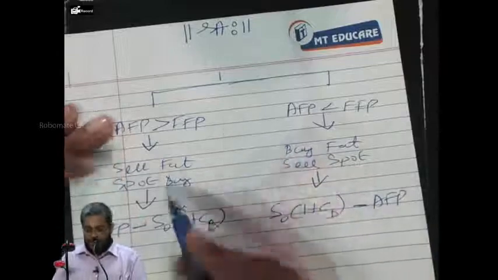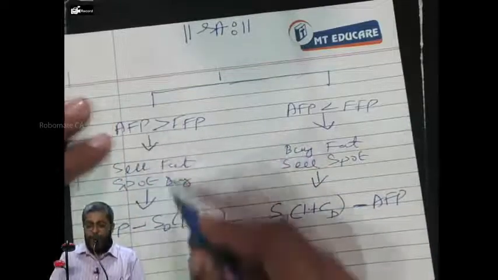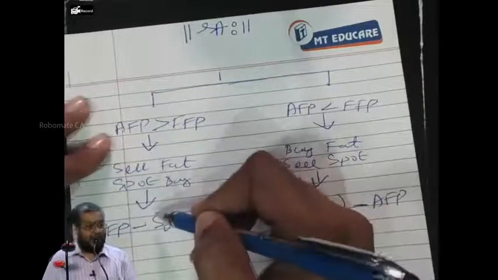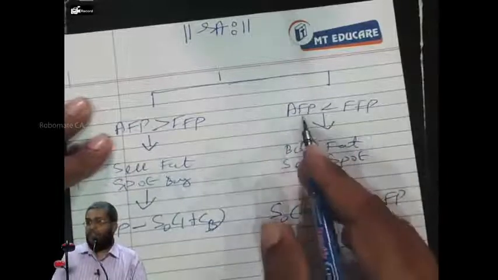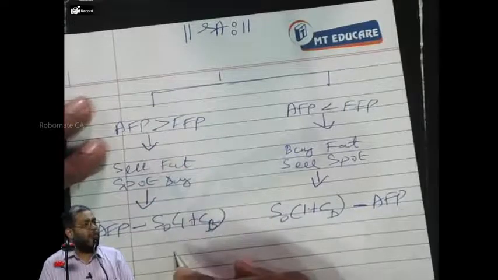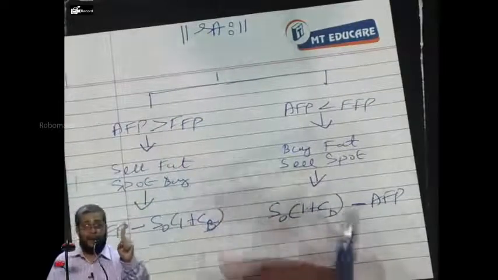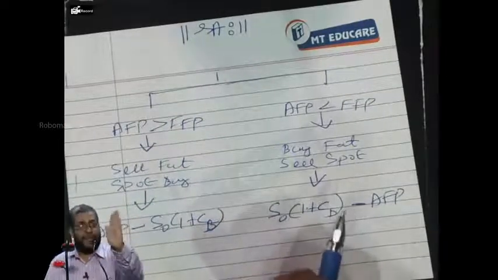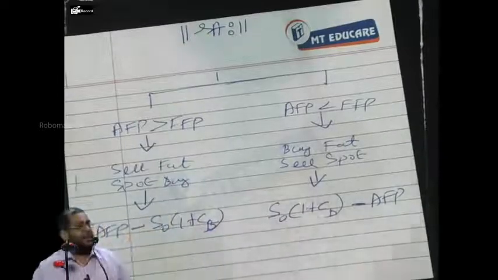Now, if the actual future price is more, I make profit from this strategy. If the actual future price is less, I make profit from this strategy. If the AFP is equal to the FFP, the profit is 0. So there is one price called the no arbitrage price. Any price below that or above that gives me arbitrage.